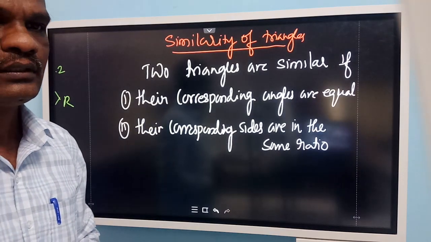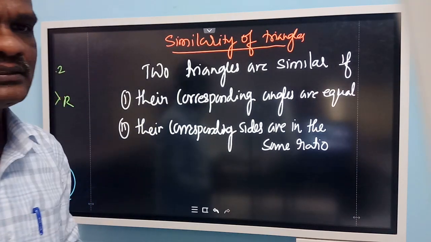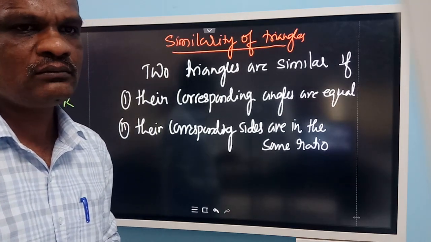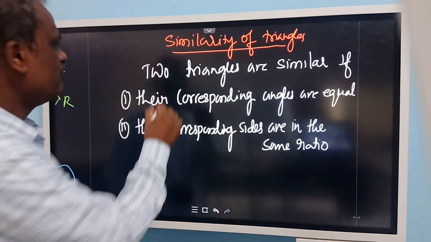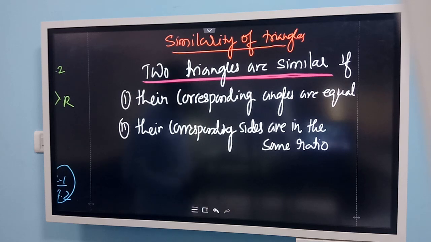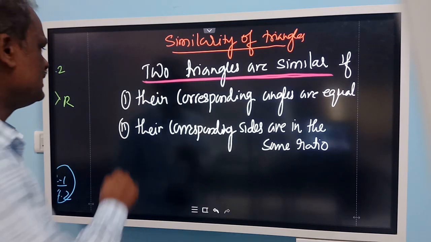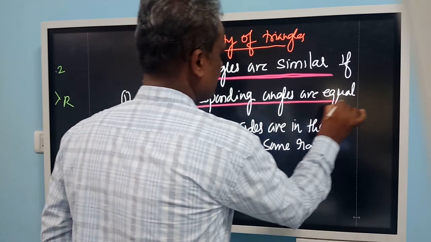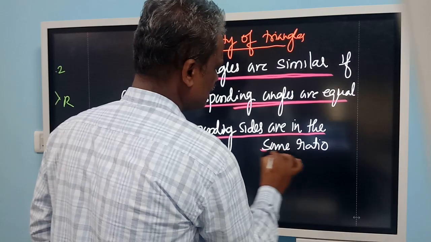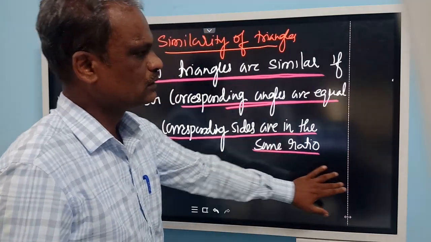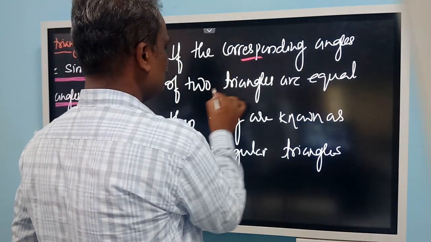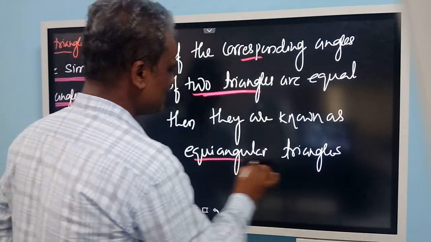Now, similarity of triangles. You can define the similarity of triangles based on this, what you have learnt now. How you can define when we say two triangles are similar? First condition, their corresponding angles are equal. Then the corresponding sides are in the same ratio. Okay. Now, if the corresponding angles are equal in two triangles, we call them as equiangular triangles.